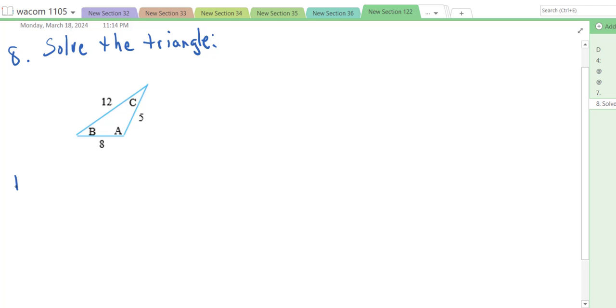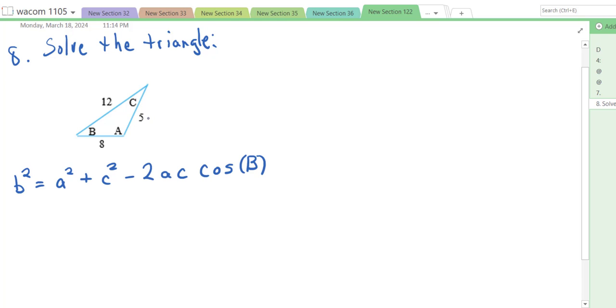So B squared equals, the ones I don't have, A squared plus C squared minus 2 times those two sides times the cosine of angle B. Fill in what you know. I'm going to label these.